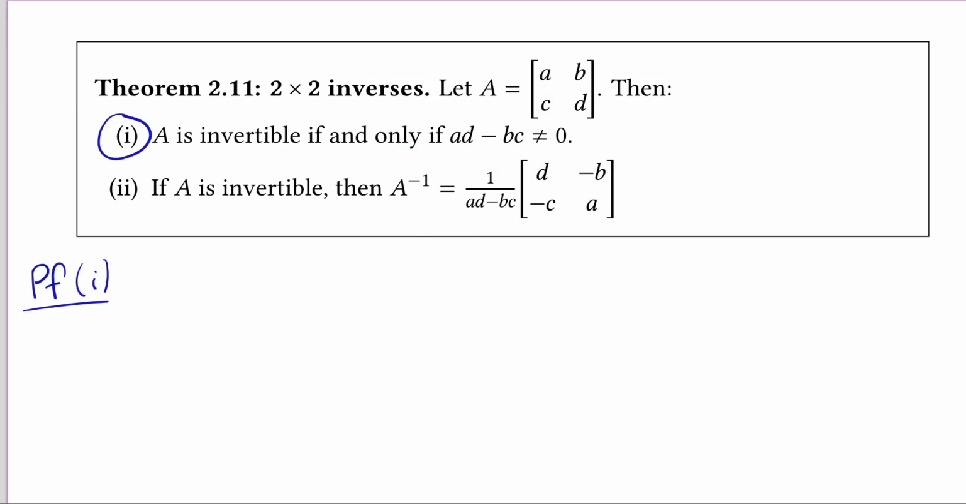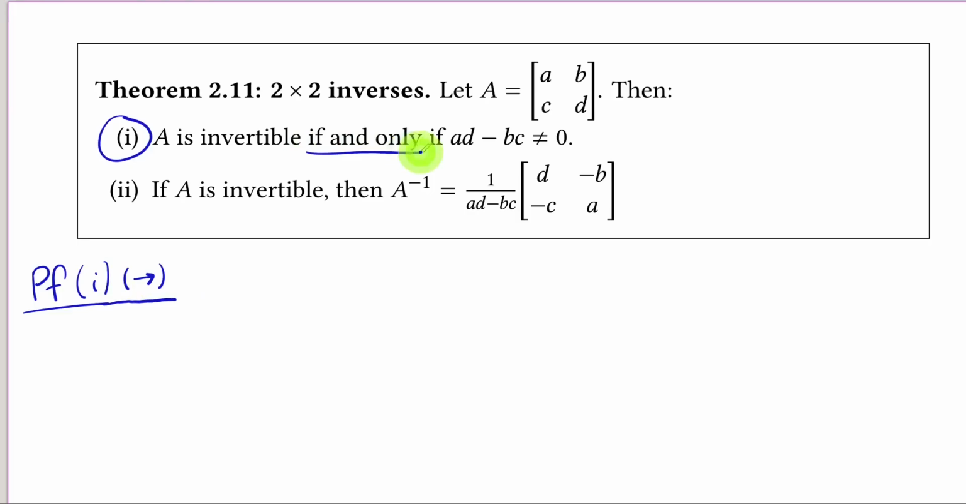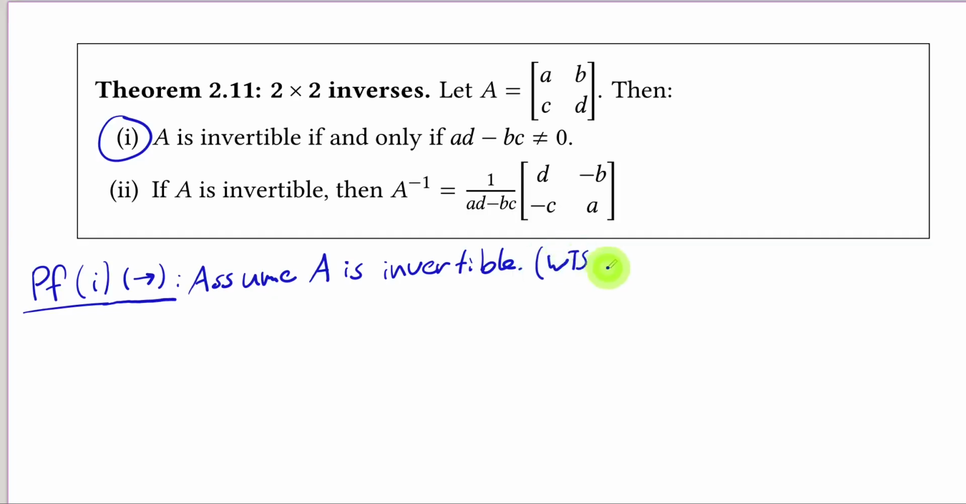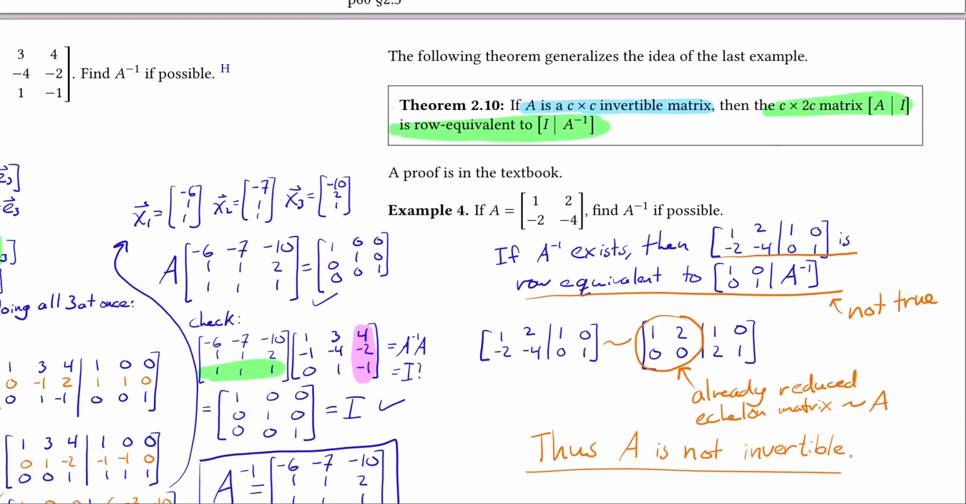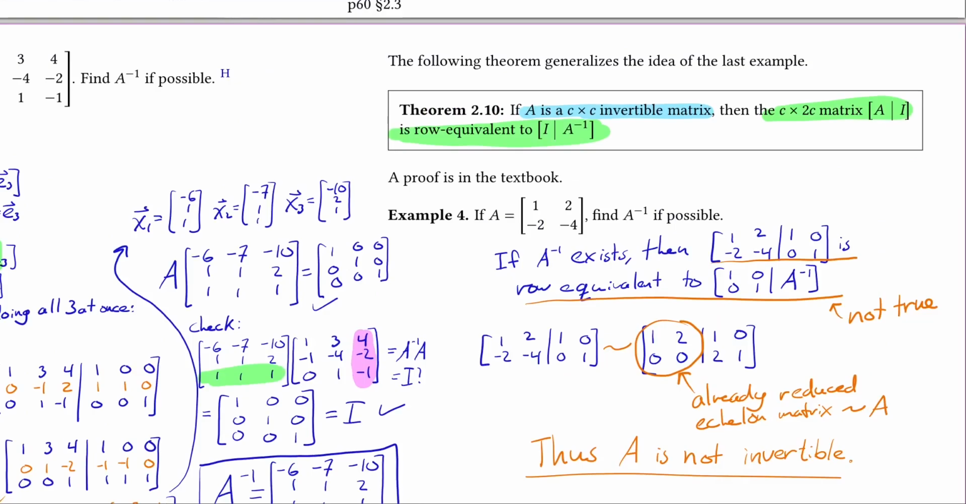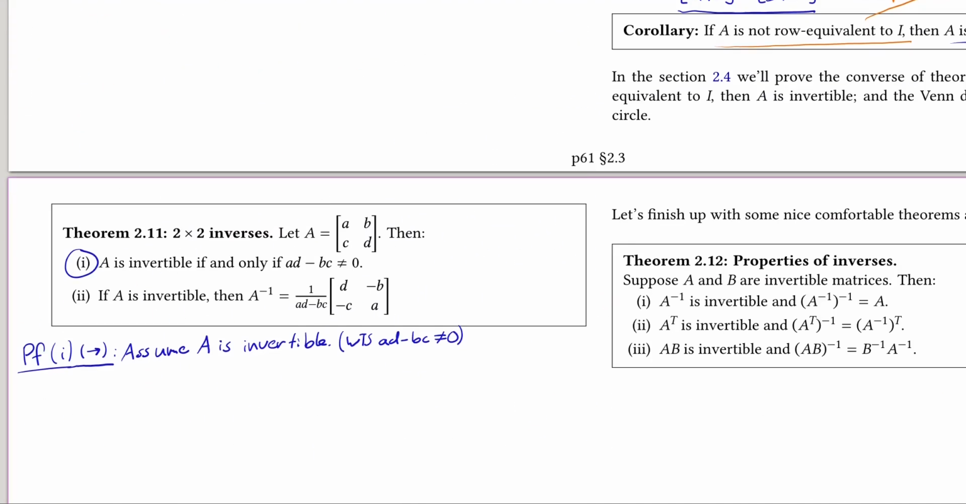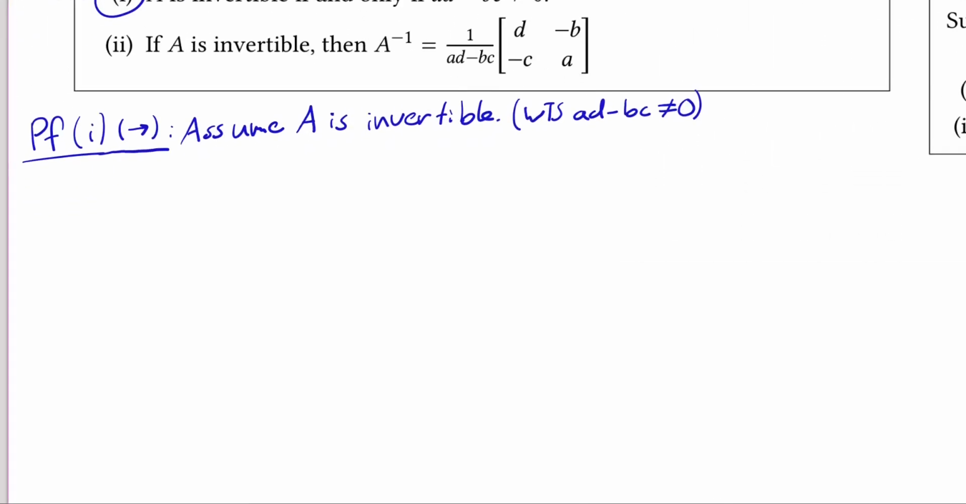So let's prove the right direction of this if and only if statement first. We're going to assume A is invertible, and we want to show that ad minus bc is not 0. Well, we just had a theorem that says if A is invertible, then this augmented matrix is row equivalent to this other thing. Let's use that theorem.